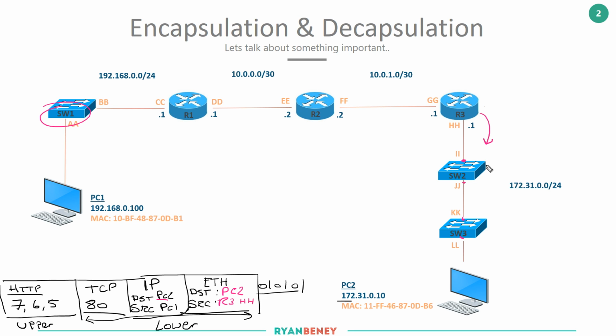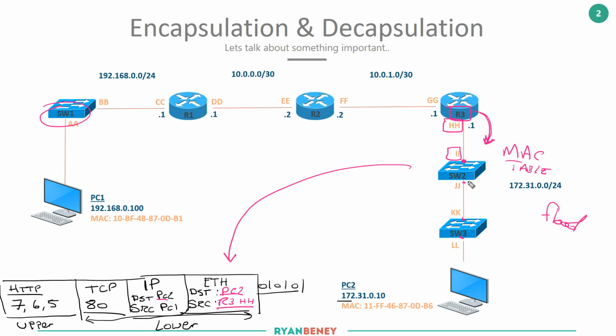So going back to that information, we know when that frame is received inbound on switch 2, the switch will, rightly so, look at the Ethernet header. It will learn that the R3 MAC address HH is reachable out of its interface II. It will look at the destination of PC2, and it will determine whether it has that in its MAC address table. If it doesn't have it in its MAC address table, it will flood to all interfaces apart from the interface it was received on.